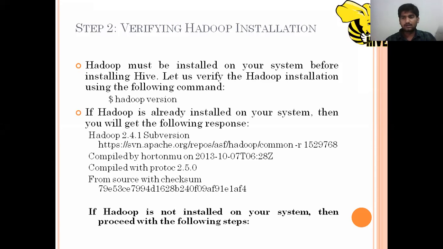So that is the version we asked for now, through the command, asking which version was installed. It shows that version, and it shows which folder it was compiled from, the source, with the checksum, all those things, as predefined. If Hadoop is not installed on your system, then proceed with the following steps.